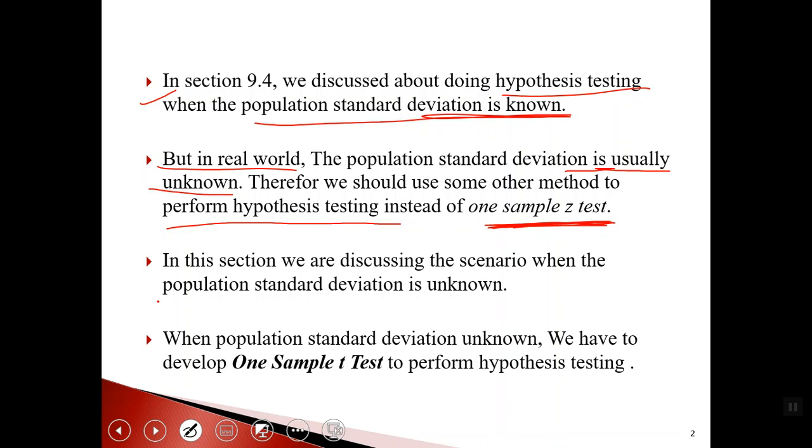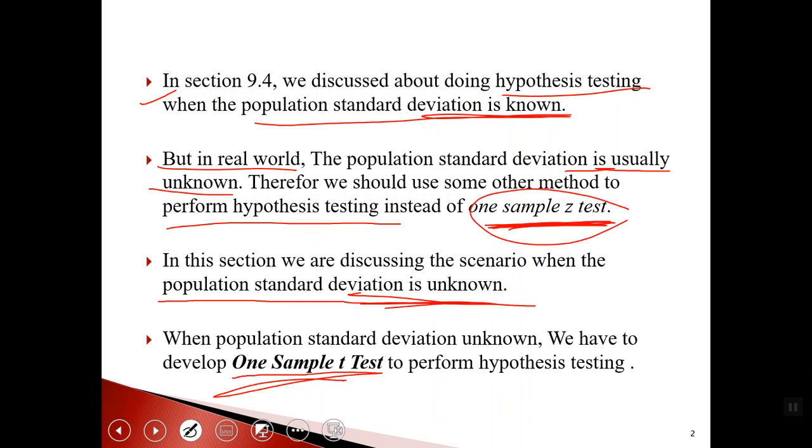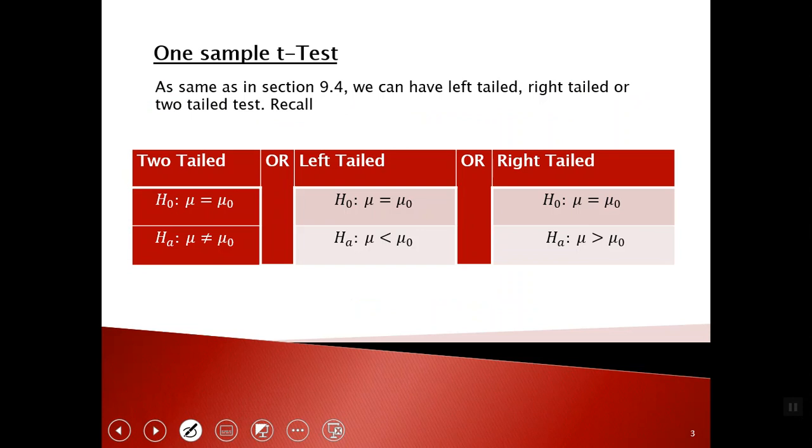In this section, we are discussing when population standard deviation is unknown. What are we going to do? Okay, remember that. Population standard deviation is unknown. We have developed a method same as Z test; we call it one sample T test. Okay, this Z test and this T test are very close to each other, but they are different. Okay, let's see what this T test is.